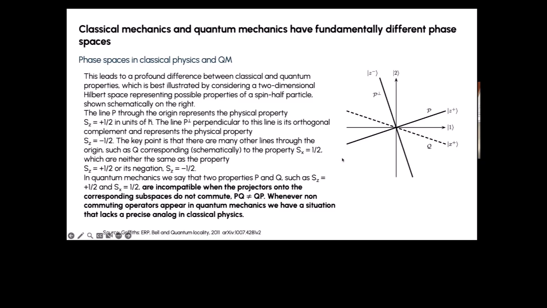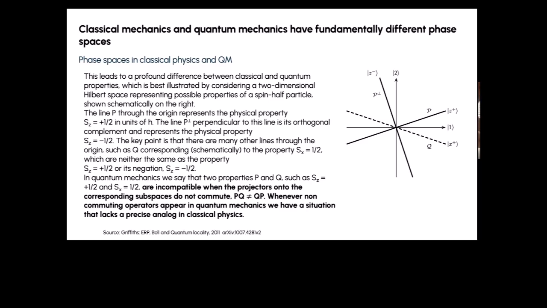The key point is that there are many other lines through the origin, such as Q, which is now the spin in direction x. And they are neither the same as the property S_z, which is the spin in the z direction, nor its negation, S_z minus 1/2. And you see here that there is, of course, a complement to x, which would be x minus, which would be here, right? So you have infinitely many angles in which you can measure the spin, and each gives you a spin and a counterspin. So you have infinitely many possibilities of determining the location of your point.